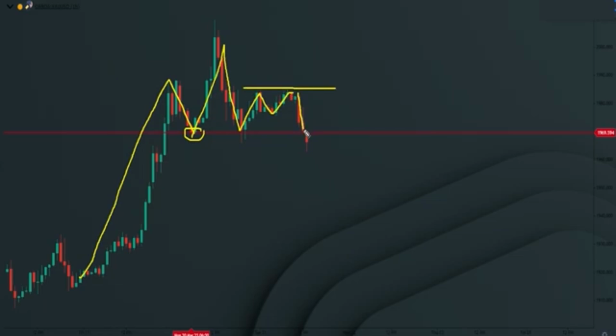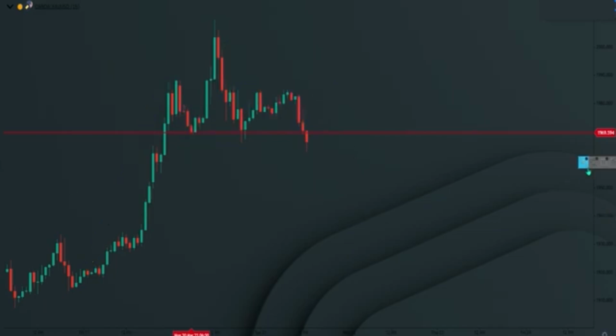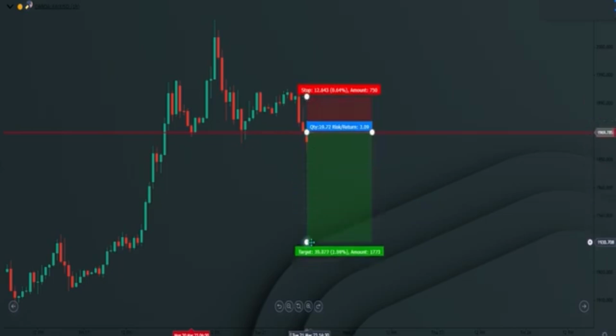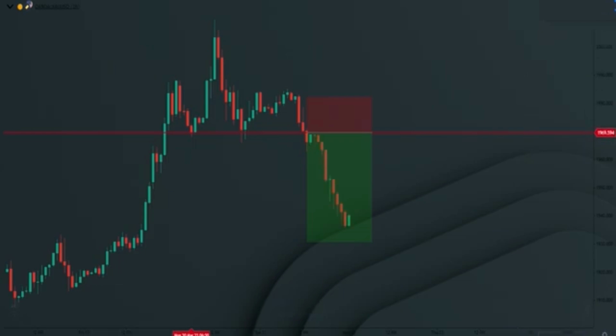Now let's talk about how to trade the head and shoulder pattern. We can trade it in two ways. First is the aggressive way, and second is the conservative way. In the aggressive way, we take the selling trade as soon as the neckline breaks. But in the conservative way, we wait for the pullback to come, and then we take the selling trade, so it depends on our trading strategy.